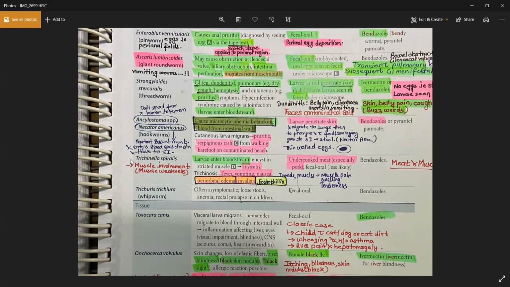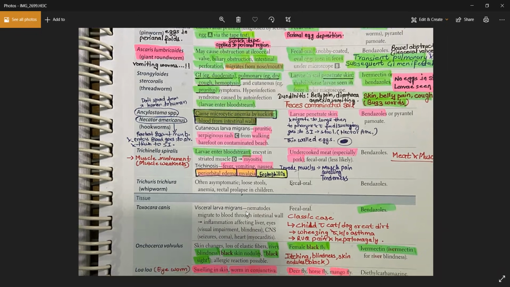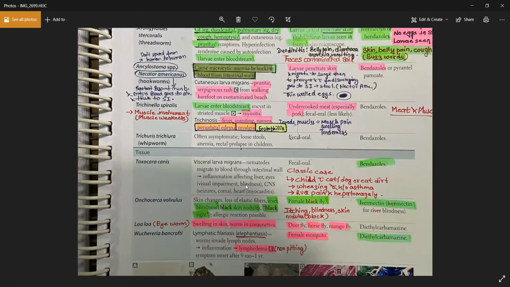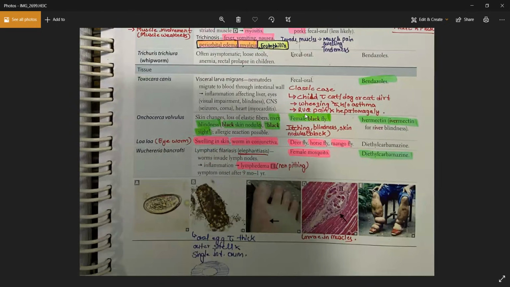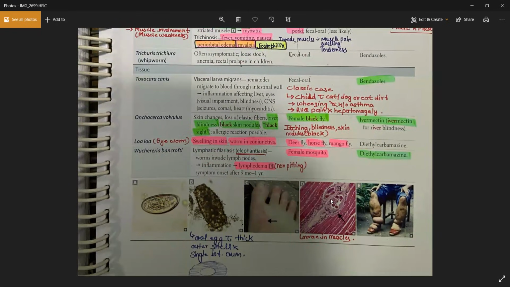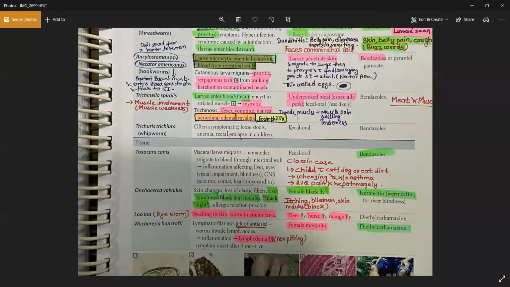Okay, so how will you diagnose the disease? By doing the muscle biopsy. And what you will get in the muscle biopsy is this: the larvae within the muscles. As you can see, these are the muscles, and these are the larvae within the muscles. Very important. Trichinella causes muscle involvement, muscle weakness, muscle pain would be there. Okay, and high count of eosinophils.